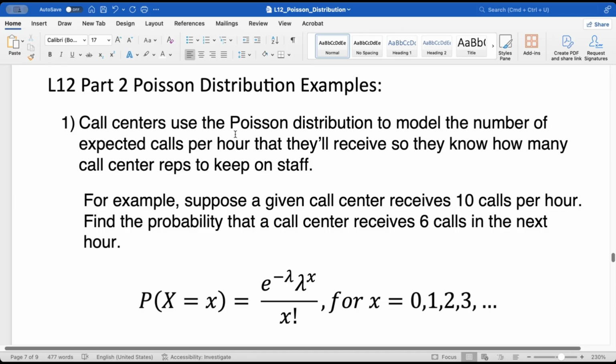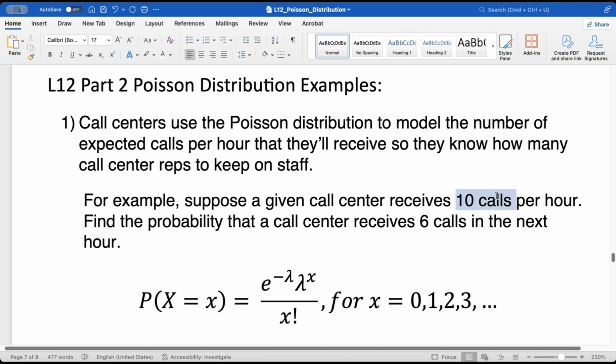Call centers use the Poisson distribution to model the number of expected calls per hour that they'll receive so they know how many call center reps to keep on staff. Suppose a given call center receives calls at a rate of 10 calls per hour. Find the probability a call center receives 6 calls in the next hour.